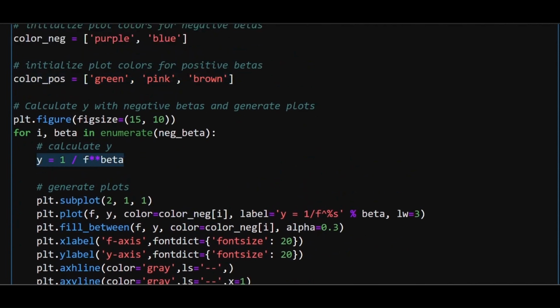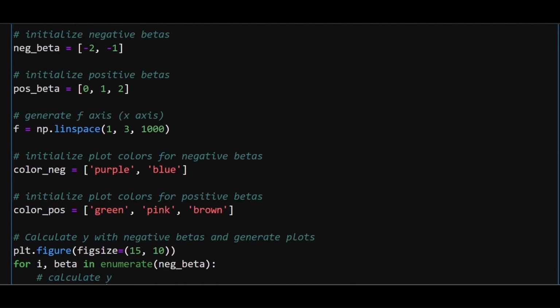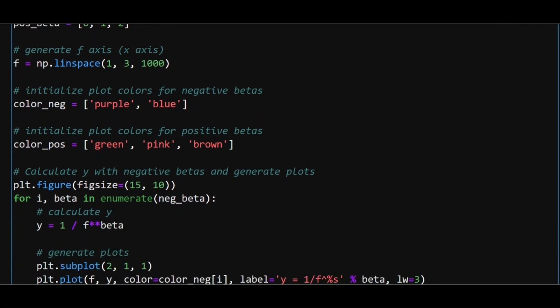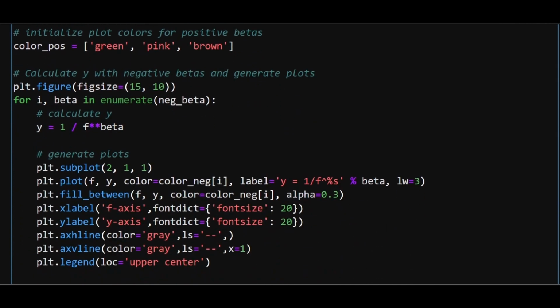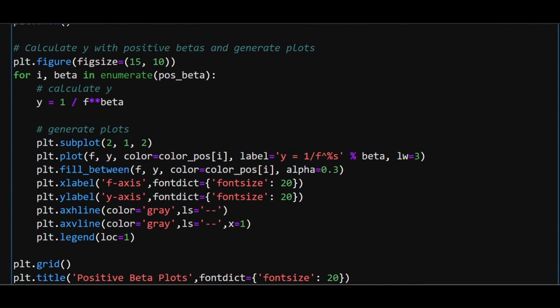The most important part is that essentially I'm implementing this formula. I have f here, which is frequency, and this beta is being extracted from these lists, negative beta and positive beta, in this for loop. And then we are going to generate this plot. This particular loop is for negative betas, and then there's a second loop generating plots for the positive beta, implementing the same formula. So let's run this code.